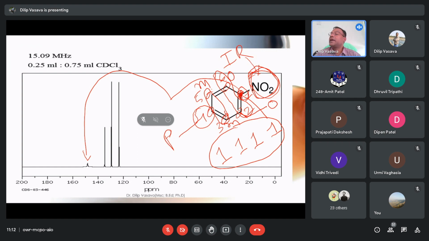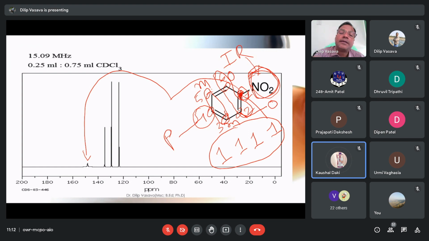Do you have any idea about this? The carbon. Ipso. Correct. Very good. Okay. It is ipso. So this is the ipso carbon atom. So the highest value of carbon is the ipso. Okay. It is an ipso. Correct. Then now it goes towards the upfield because the NO2 group is attached to the carbon.